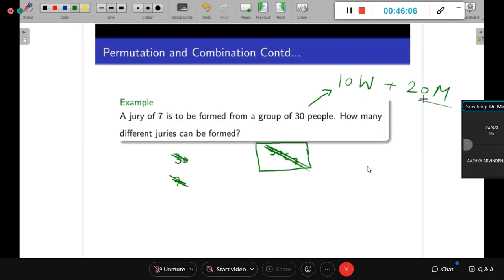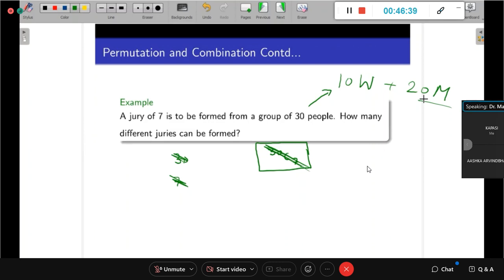Okay, and now how many different juries can be formed? If I ask you this question straightforwardly, the answer is 30 choose 7, because I have not mentioned anything else, that this many women or this many men should be there. So the answer will be the same. Out of 30 people you can choose any 7 people.